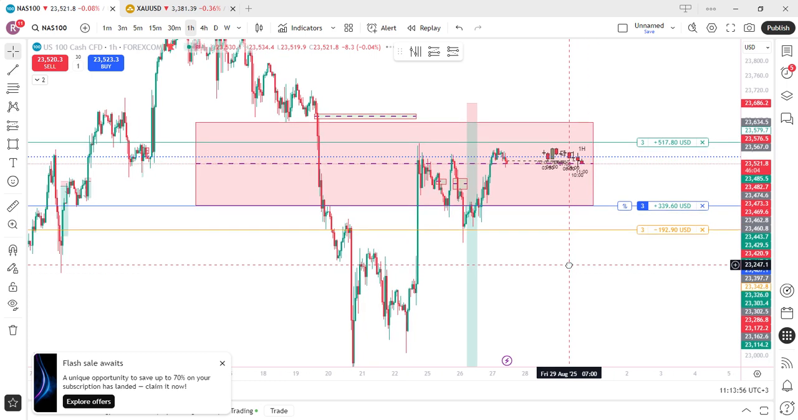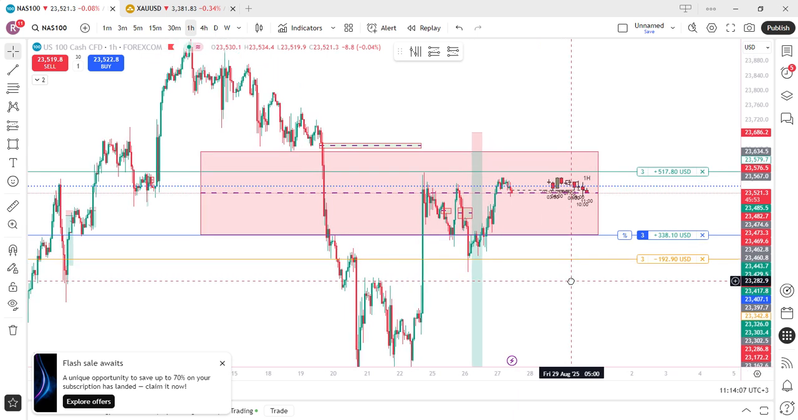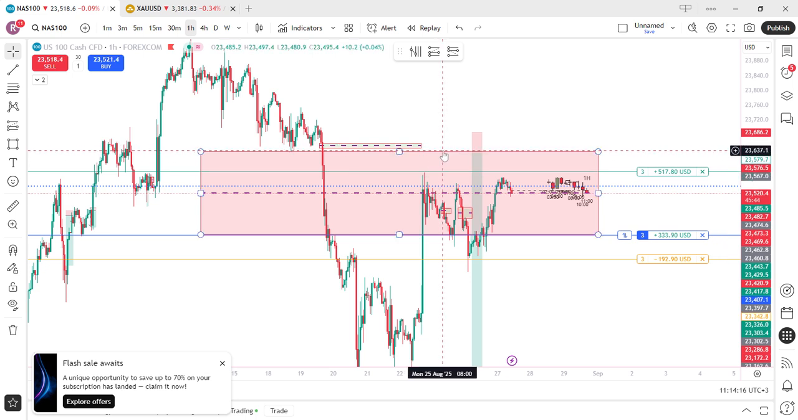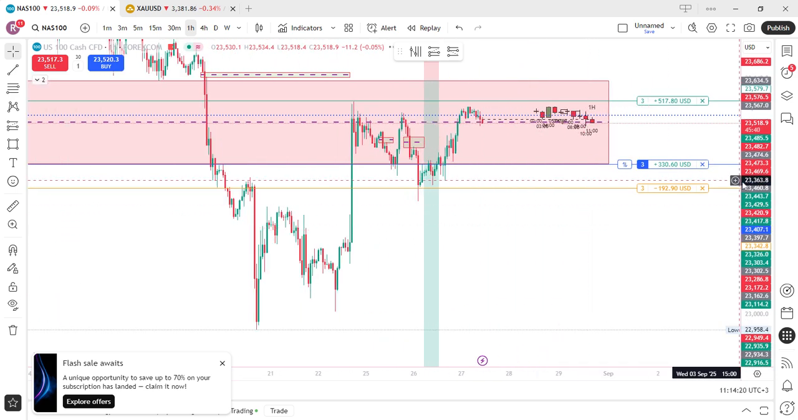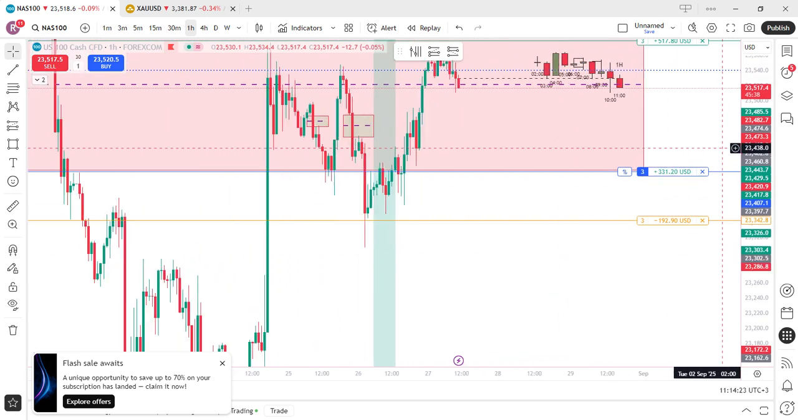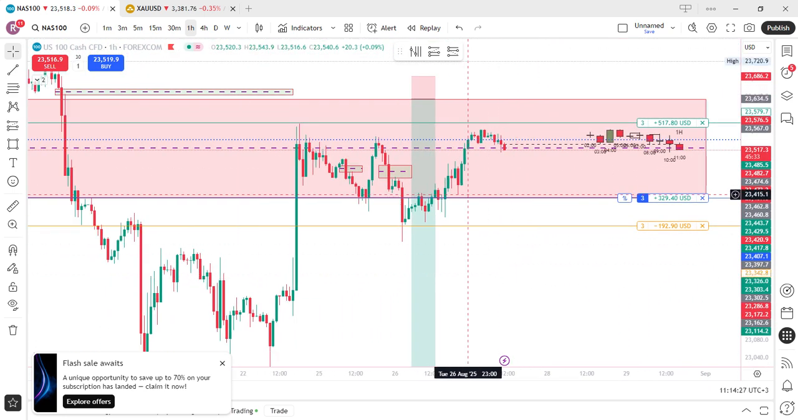Nasdaq, I haven't really touched it since yesterday. If you checked the previous video, this was the entry, or this was the trade I took yesterday. I bought Nasdaq over here, and I told you guys I was targeting these highs, this one here, and there's a possibility you might tap into that bearish daily fair value gap.